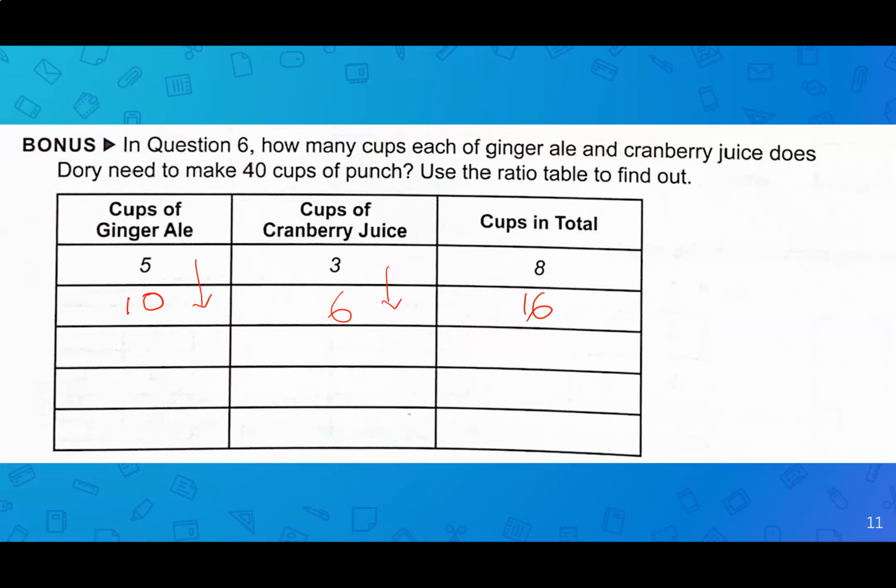Remember, the question says, how many cups each of ginger ale and cranberry juice does Dory need to make 40 cups of punch? So we're looking for the number 40 in this total column, and then looking to see how many cups of ginger ale and how many cups of cranberry juice. That is the lesson for the day.